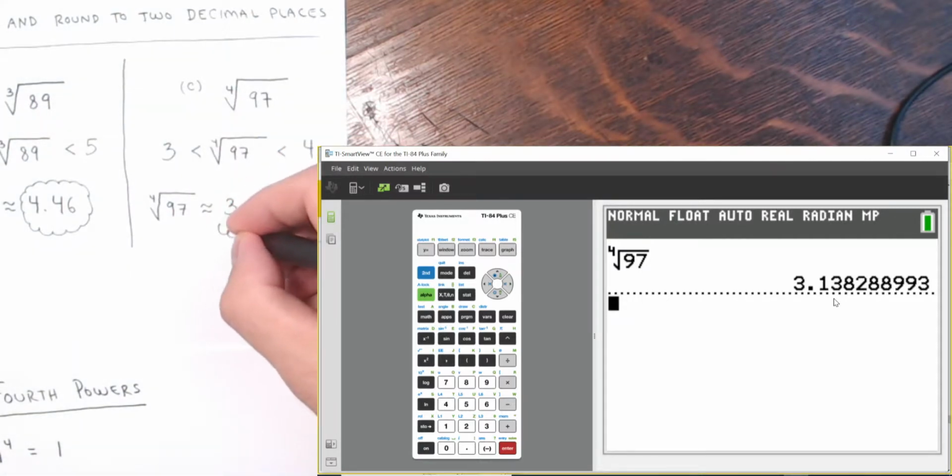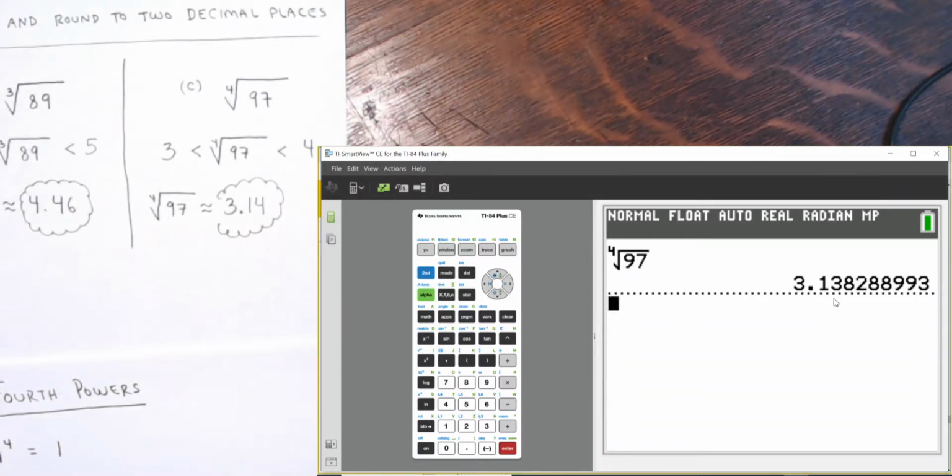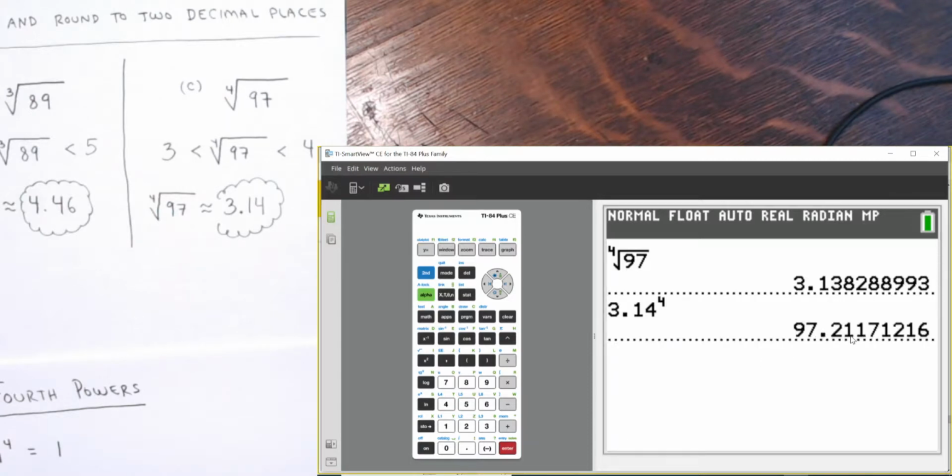The fourth root of 97 is approximately 3.14. And let's test that out. Let's take 3.14 and raise it to the fourth power. And this should be close to 97, right? It won't be exactly 97, right? It's 97.2. But it seems like 3.14 is a reasonable estimate of the fourth root of 97.